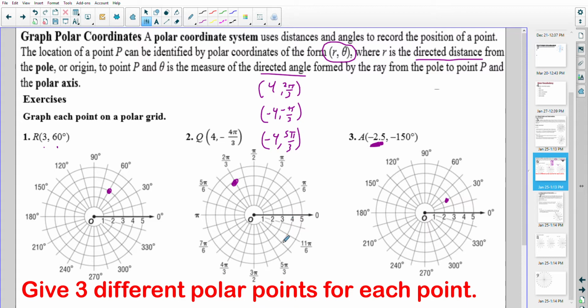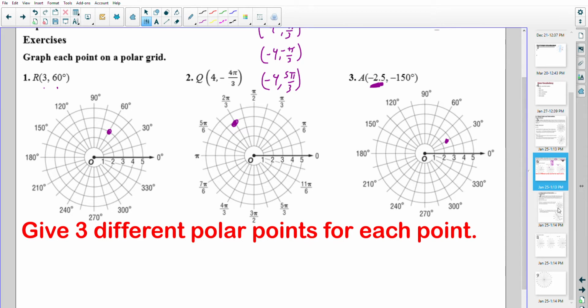Again, you're going the positive direction, the negative direction, and then the negative 4, which brings you back to that point. So each of those points can have 4 labelings if you're going between negative 2 pi and positive 2 pi.